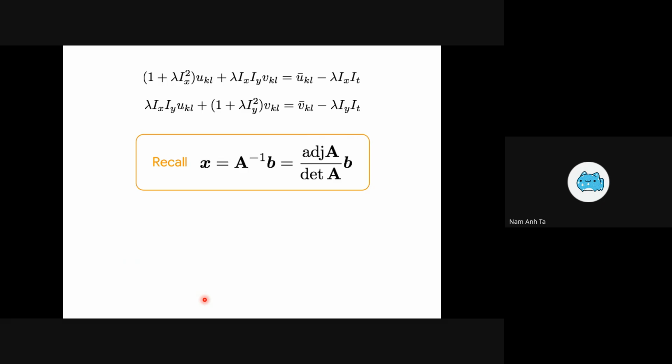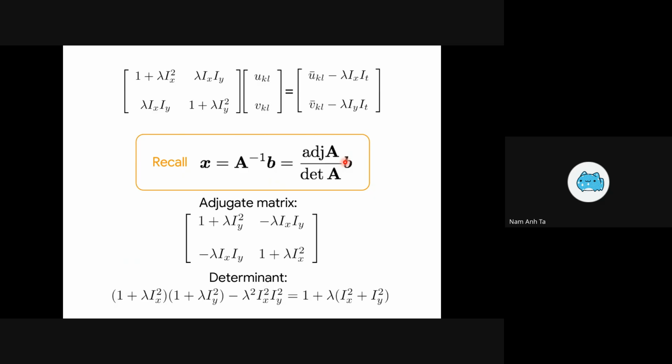This system of equations can be solved using the inverse matrix method, like this. You might have studied this in linear algebra. We can calculate this by utilizing the adjugate matrix and the determinant of our 2 by 2 system. And here is the explicit setup for the inverse matrix, showing how we can use the adjugate matrix and the determinant to isolate our unknowns.